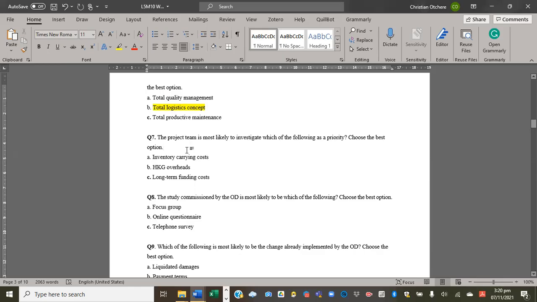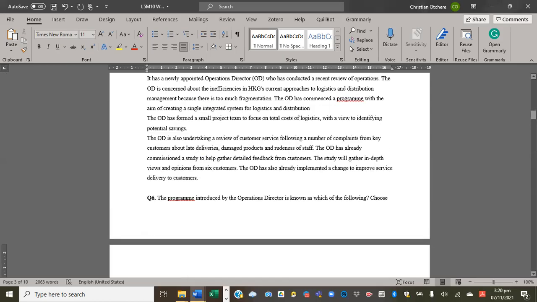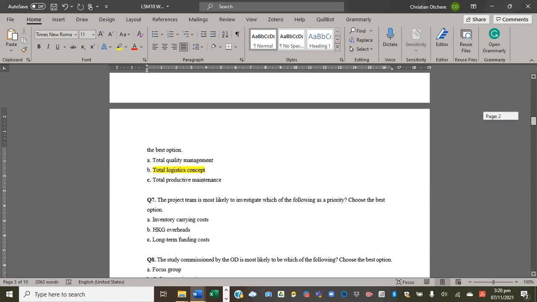The project team is most likely to investigate which of the following as a priority. Choose the best option. So, inventory carrying costs, overheads, and long-term funding costs. So, we are talking about total costs or total logistic concepts. Choose the best answer or option. The project team is most likely to investigate which of the following as a priority.